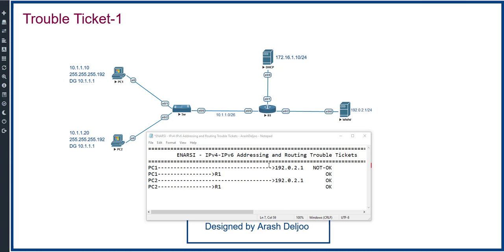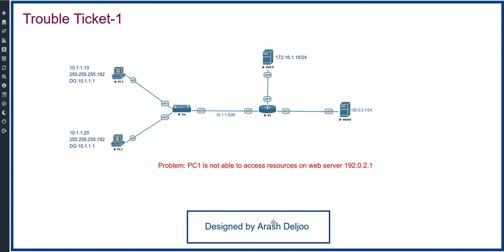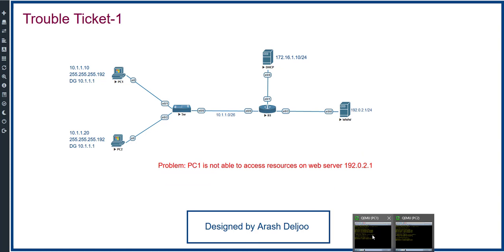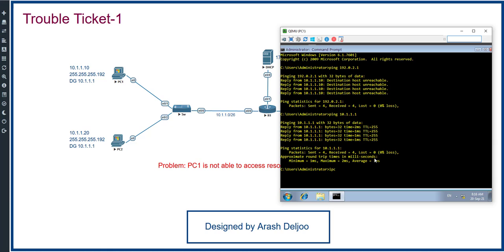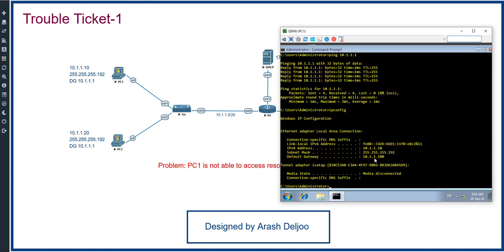Let me check it in PC1. It is so easy with ipconfig /all or ipconfig. You can find the IP address and also the default gateway. ipconfig is a good command. Look at here, the IPv4 address of PC1 is 10.1.1.10. It is okay.